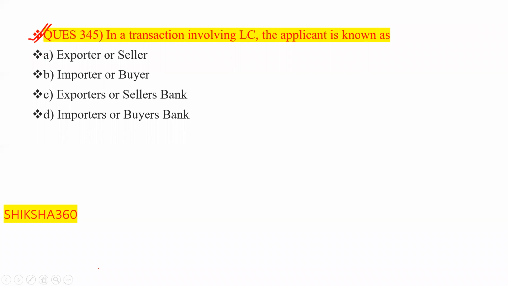In a transaction involving LC, the applicant is known as, clear? The applicant is the one who buys the things, so that is basically the buyer. The applicant bank is known as the buyer's bank, and the applicant is known to be the buyer, or importer. So option B is the answer, that is buyer or importer. This one is the correct answer.